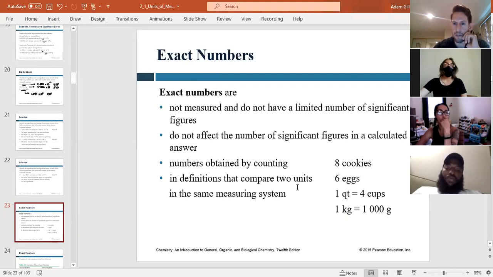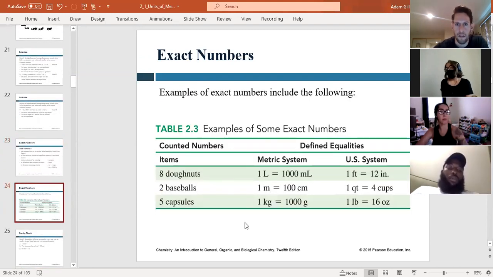Definitions are exact numbers. So like a dozen is 12, right? That's exact. 1 quart equals 4 cups. Those are exact, right? 1 kilogram is 1,000 grams. That's an exact conversion. So these, you don't have to worry about sig figs. So here's just some examples of exact numbers, right? Counted numbers, metric conversions, or US conversions. These are exact by definition. So you don't have to worry about sig figs.